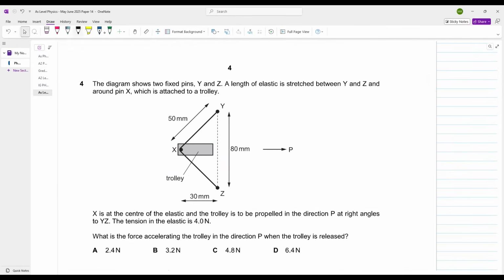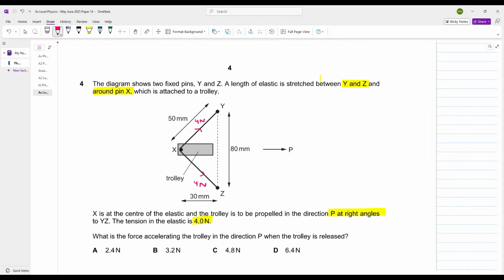The diagram shows two fixed pins. Okay, you have two fixed pins here, no problems in that. A length of elastic is stretched between y and z and around pin x. Okay, y and z के around आपने stretch किया हुआ है, which is attached to a trolley. X is the center of the elastic and the trolley is to be propelled in the direction of p at right angles to yz. The tension in the elastic is 4 Newton. So the tension in this elastic is 4 Newton, and in this elastic as well you have a tension of 4 Newton.